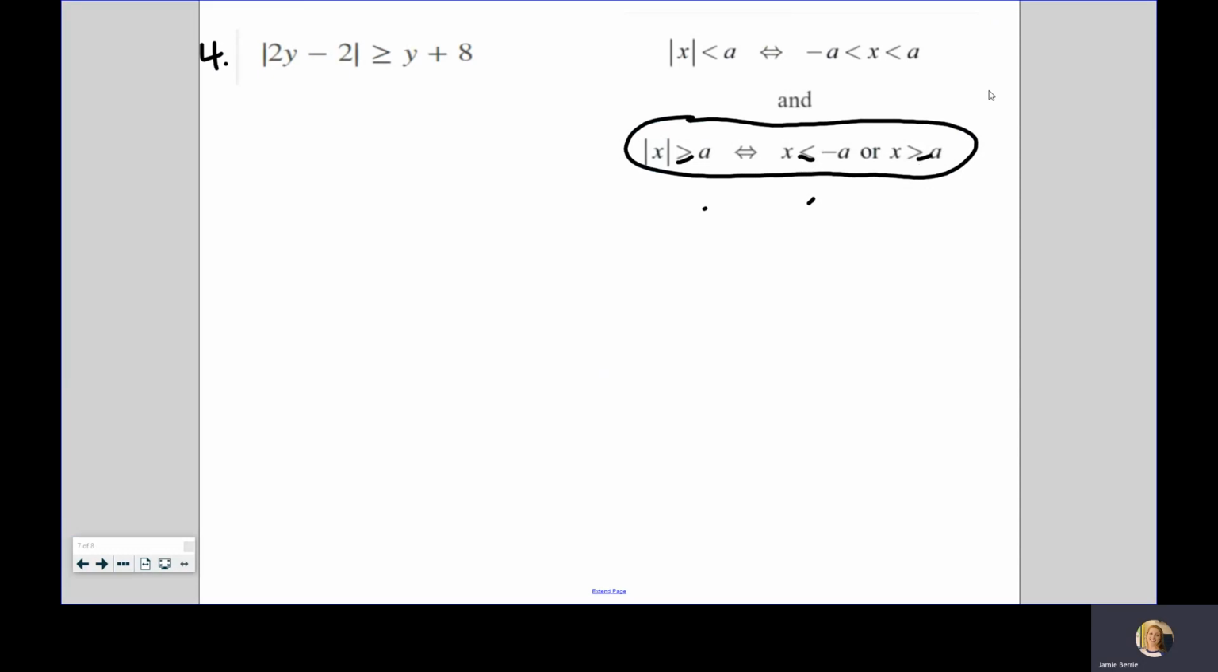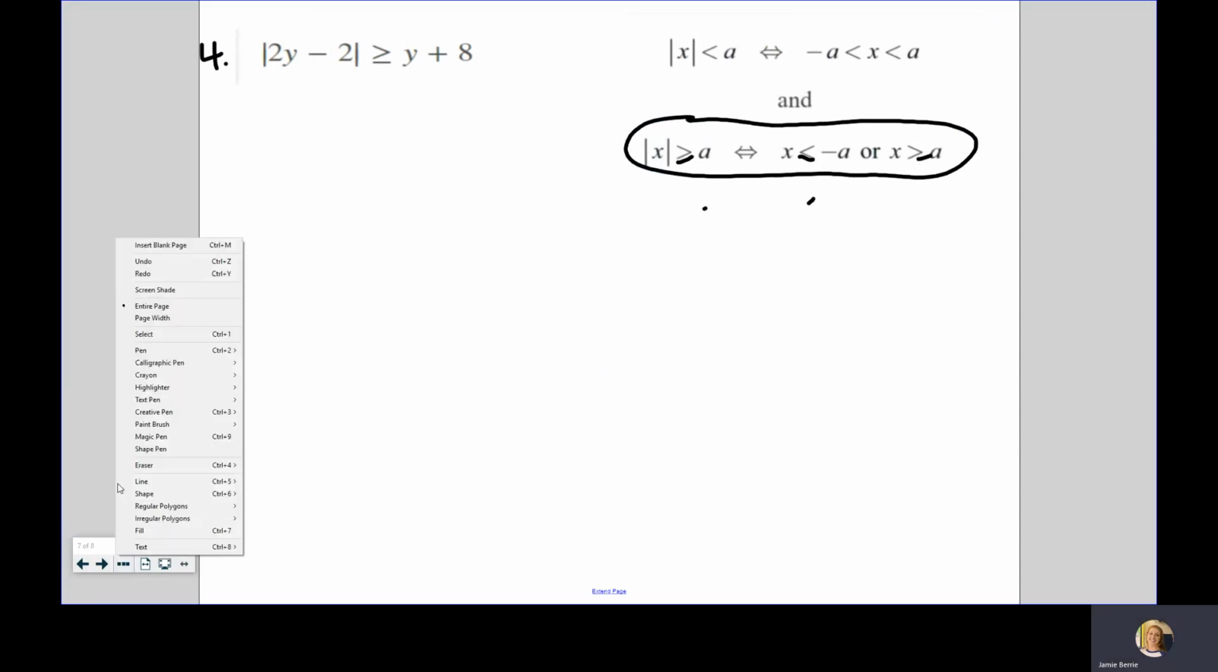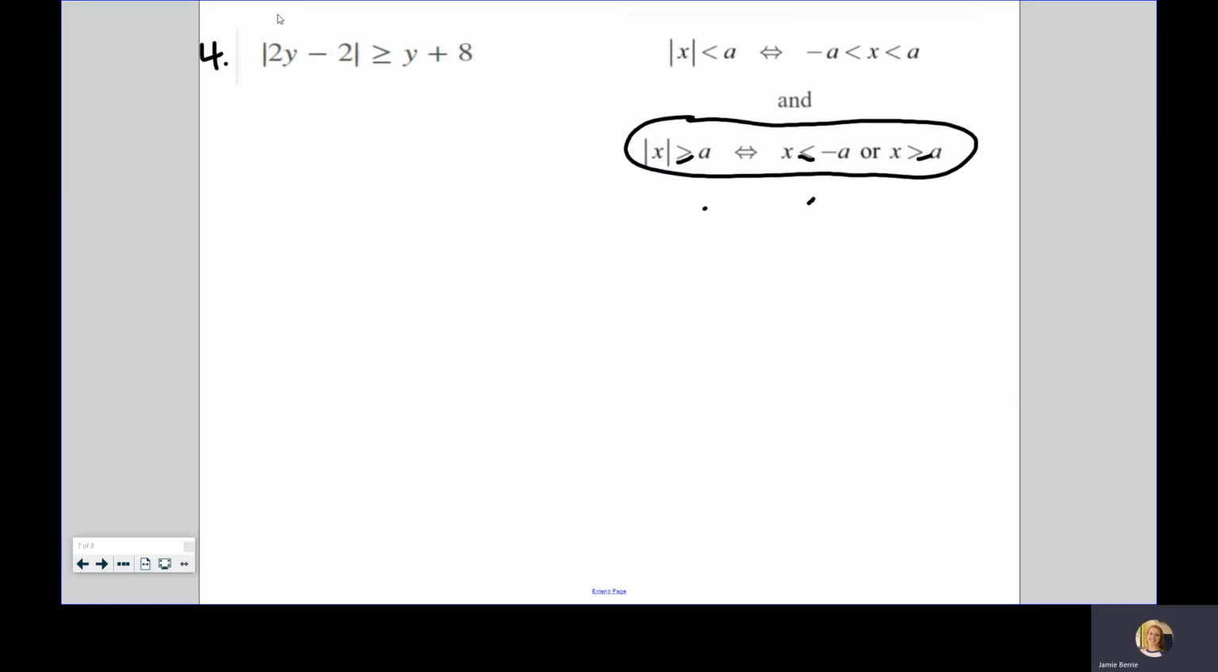Did it again. All right, so let's go ahead and write our rule up underneath here, and we'll match up with our formula. So we have absolute value of x is greater than or equal to a is equivalent to x is less than negative a, or x is greater than or equal to a. Oops, I missed my little equal to on here. Be careful, that's super easy to do.